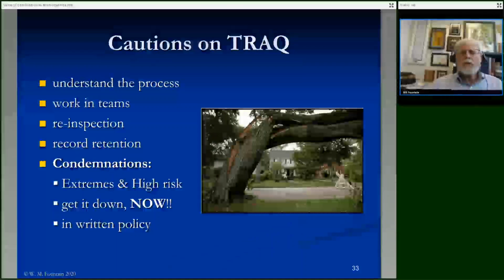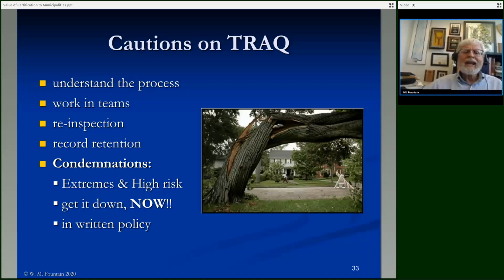So when you do condemn a tree, particularly those that are extreme and high risk ratings, it needs to be taken down now. It needs to be taken down as soon as possible. It needs to be in the written policy exactly what the time frame is on this, and to do it immediately. To mark a tree with an X is a good move. But you need to adhere to that written policy.